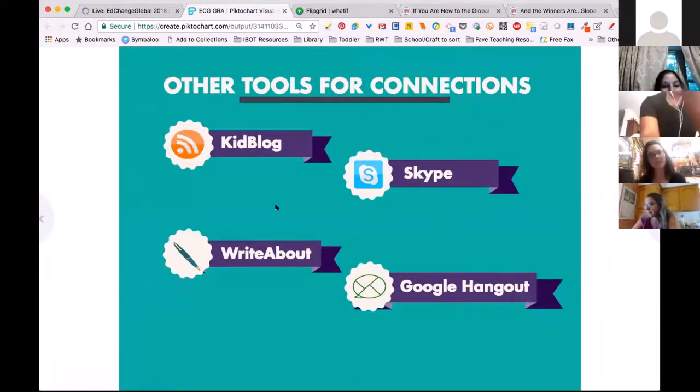Also, Skype and Google Hangout, right? Kind of the same thing. They have the same purpose, but they're going to function differently. Those would be ways for your kids to connect if you had a partner who was not too far off from your time zone. If you had somebody way off on a time zone from you, but you wanted some video interaction, then I would go with Flipgrid, which I mentioned a minute ago.